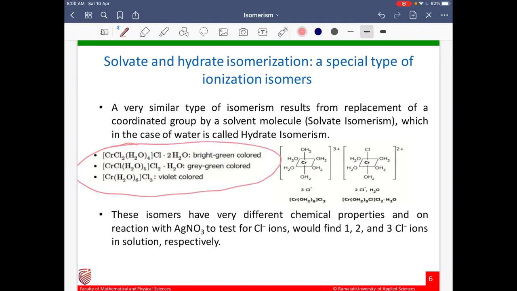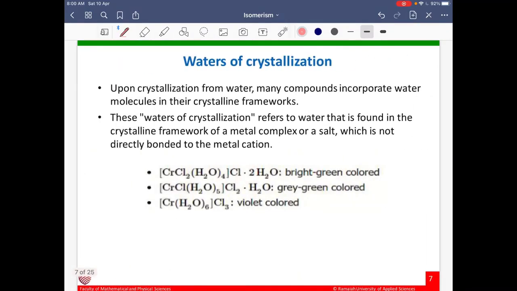We can see that all these compounds show different colors and they are different compounds. These isomers have very different chemical properties, and on reaction with silver nitrate to test for chloride ions, we would find 1, 2 and 3 chloride ions in solution respectively. We can see the number of chlorine atoms outside the coordination sphere, which would give 1, 2, 3 chloride ions in solution.